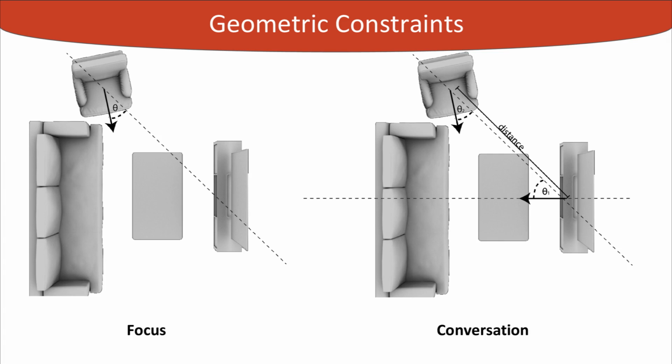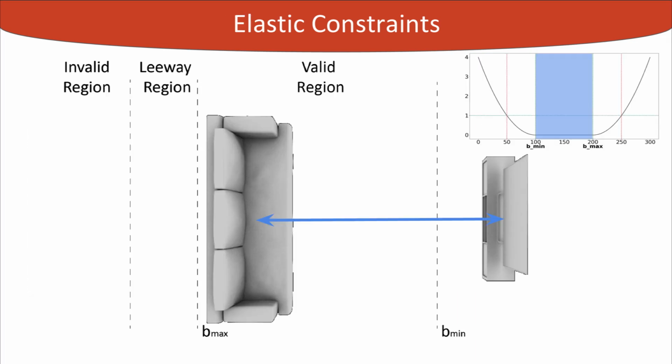Focus and conversation are two very important functional constraints with respect to the utility of the interior. We enforce them through the combination of alignment and distance constraints. We wanted to allow for marginal violations of both geometric and lighting constraints in order to favor a wider exploration of the parametric space and reach optimal states in terms of illumination. We call them elastic constraints.